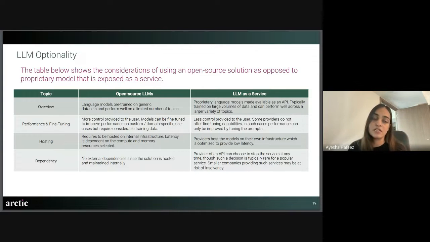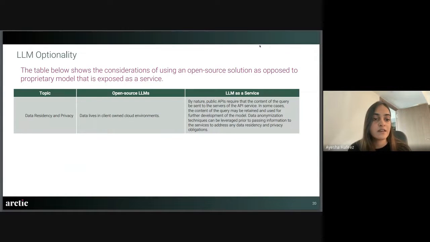Dependency on third parties is another consideration. When you are internally hosting an open source LLM, there are no or minimal external dependencies, because you are doing most of the maintenance internally. But a provider of an API can choose to stop the service at any time, and so the availability of your solution is dependent on the availability of the LLM as a service. Next slide.